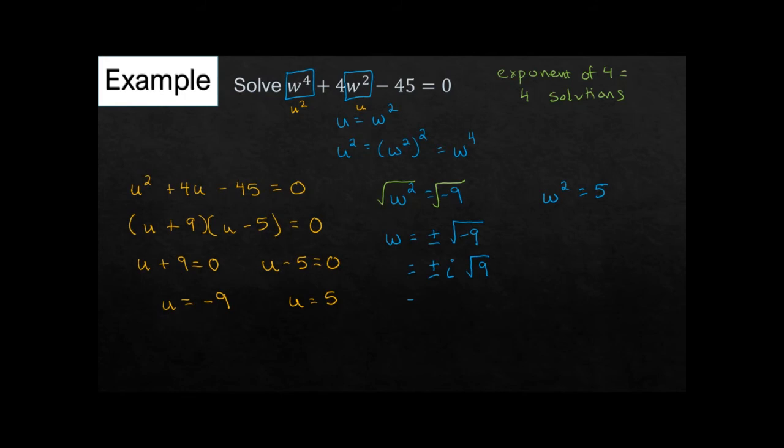And so then you just take the square root of 9 and you get 3, which I will usually then write as 3i as an answer, and negative 3i as an answer from the first one.